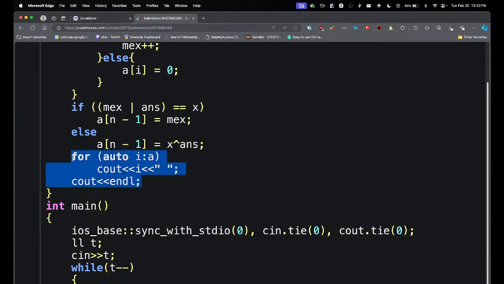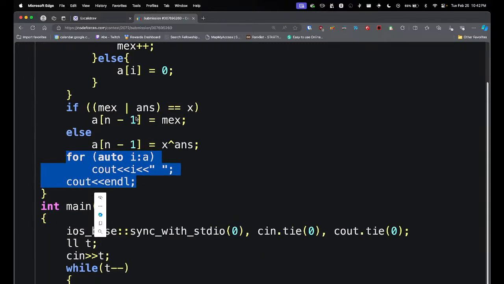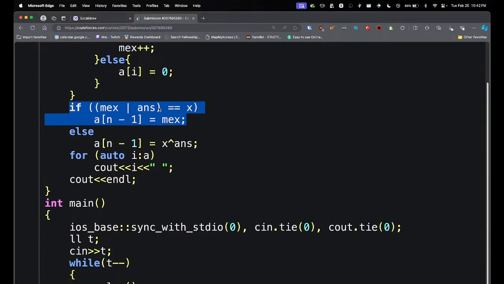Sir, can you please explain this line again? This one, yes, sir. The if and else condition.